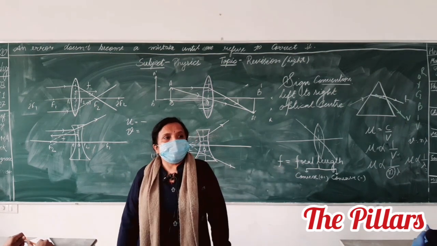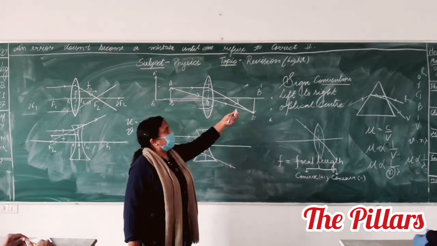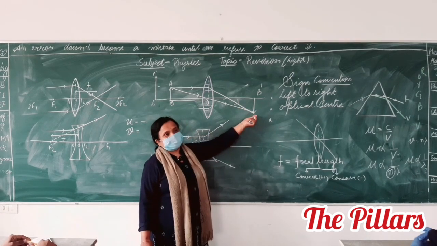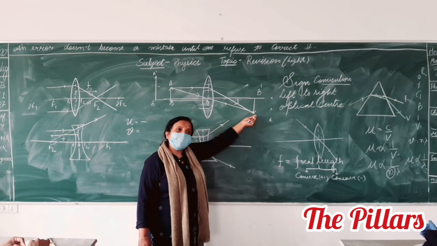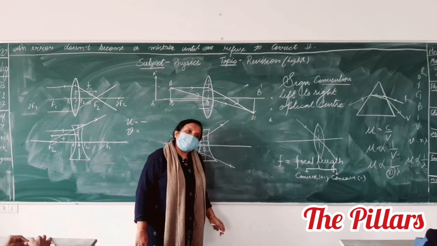Difference of sign. Real images are always formed what? Below the principal axis. And virtual are always formed above the principal axis.